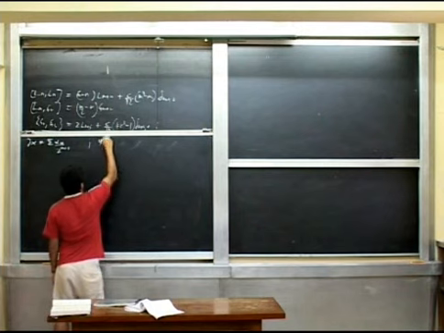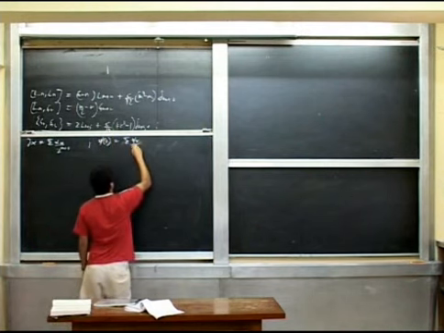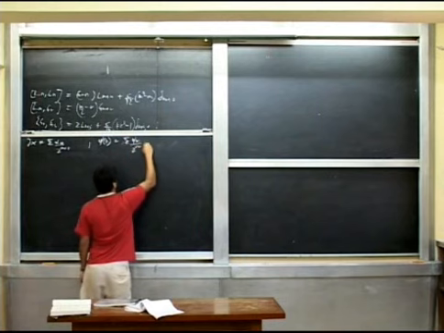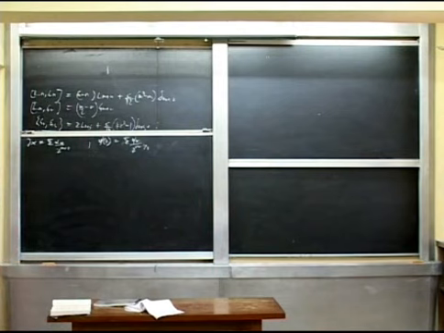We took psi of z and wrote it as a sum of psi r by z to the power r plus a half. The 1 here is because del x is a field of weight 1, and the half is because psi is a field of weight a half. Okay?